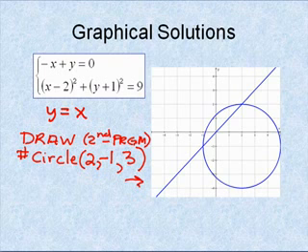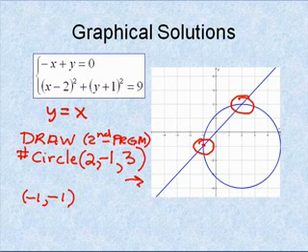And if we look, there are 2 points where that line intersects our circle. The first one is negative 1, negative 1, and the second one is going to be the point 2, 2. So using the graph, we've found two solutions to the system, negative x plus y equals 0, and the circle x minus 2 squared plus y plus 1 squared equal to 9.